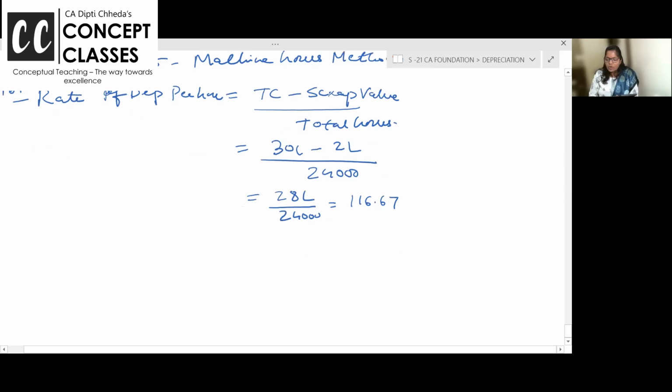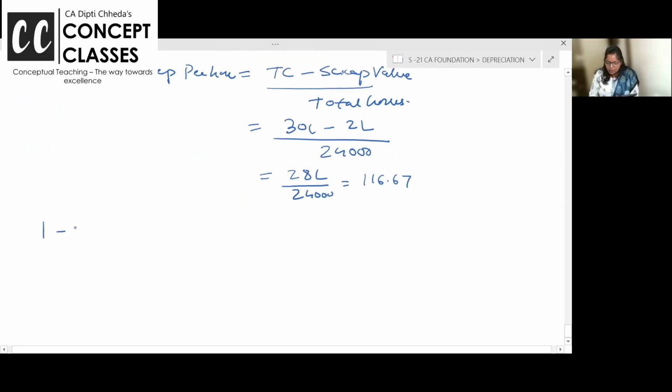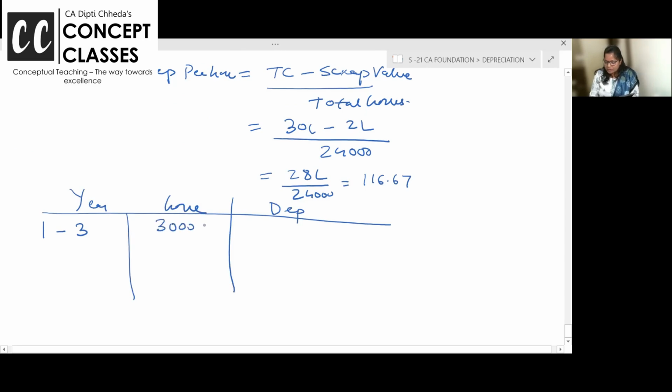Yes. Now they told you 1 to 3 years. It is given 1 to 3 years. We can make some columns, no? Years, then hours, and then depreciation. For 1 to 3 years, it is 3,000 hours. So 3,000 into 116.67 you can do. So you are getting 3,50,000. You will have to round off.